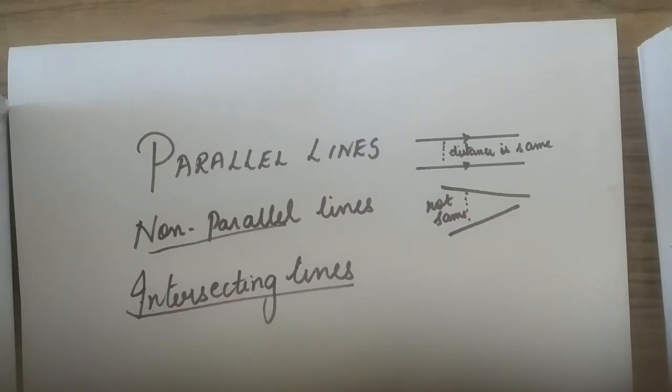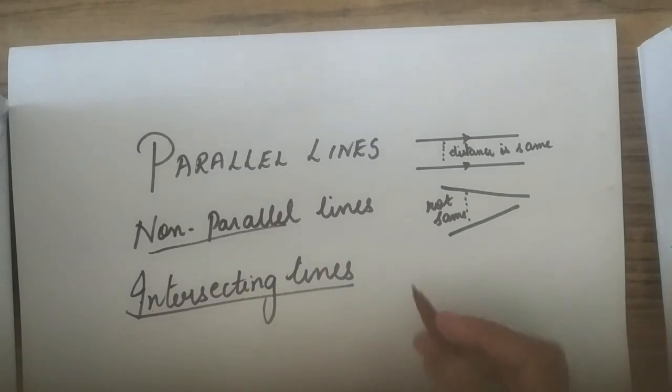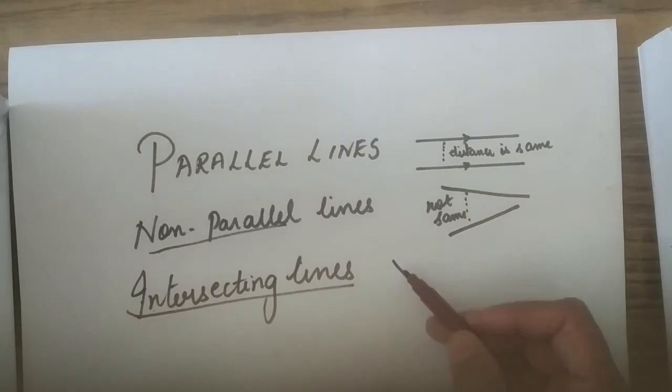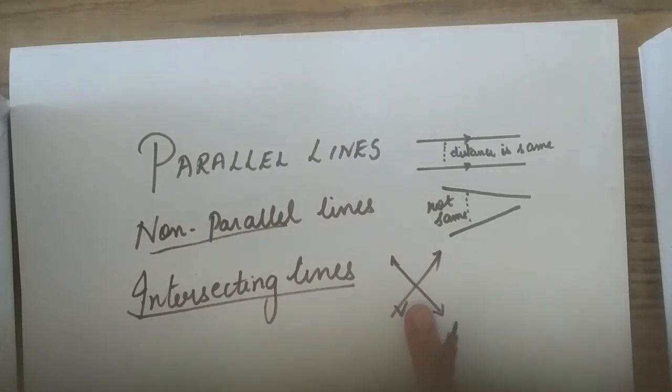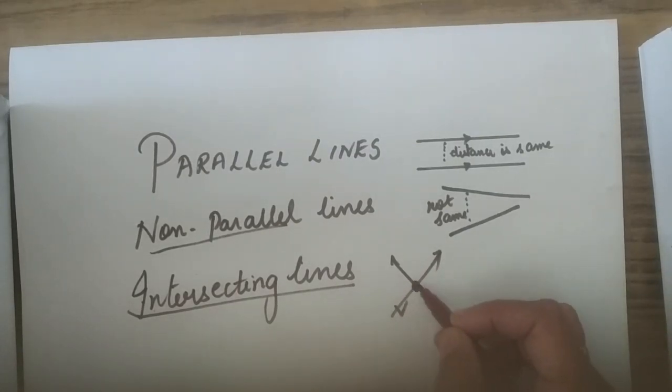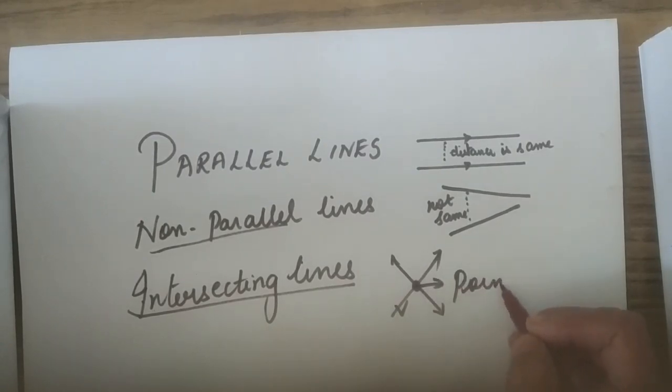Next is intersecting lines. When two or more lines cross each other in a plane, they are called intersecting lines. The intersecting lines share a common point. So if you consider this as one line and the second line as this, they are crossing each other and they have a common sharing point over here. This point you call the point of intersection.